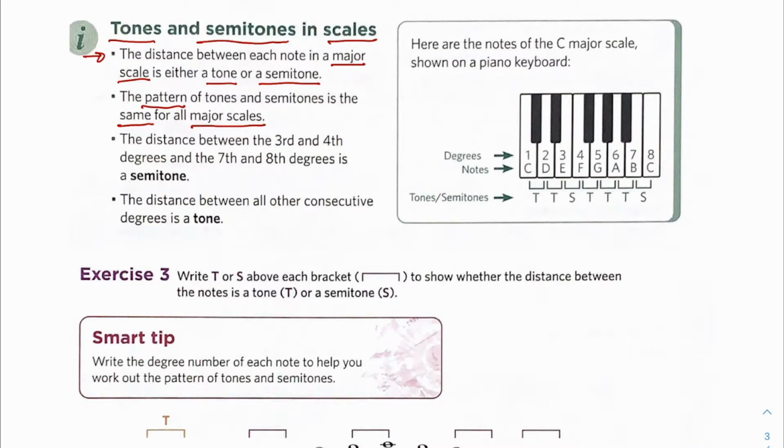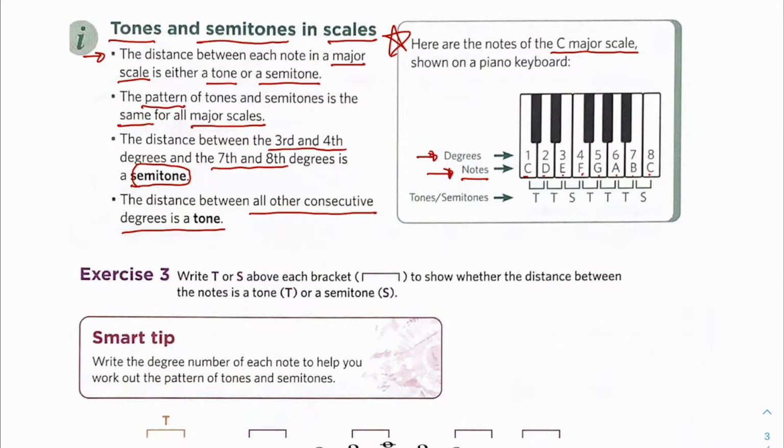The distance between the third and fourth degrees and the seventh and eighth degrees is a semitone. And the distance between all other consecutive degrees is a tone. If we look at the box on the right side, here are the notes of the C major scale shown on a piano keyboard. So let's look at this part first, which shows all the notes in the C major scale, starting with C, D, E, F, G, A, B, back to C.